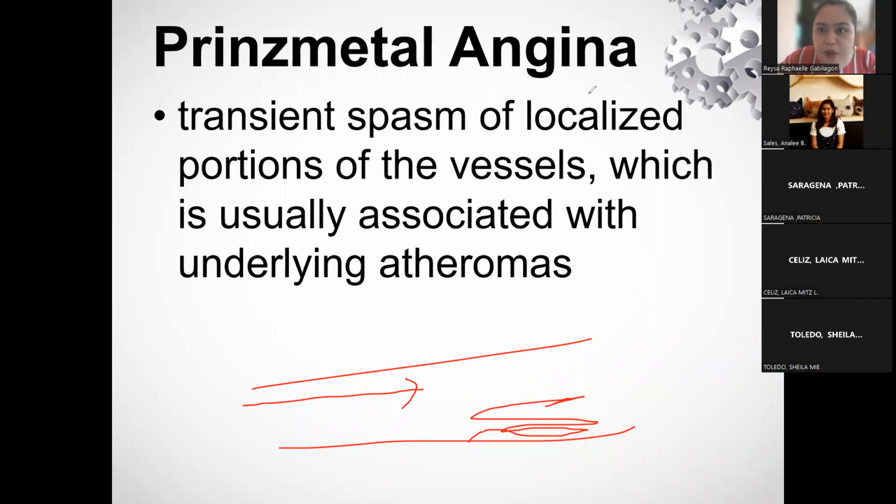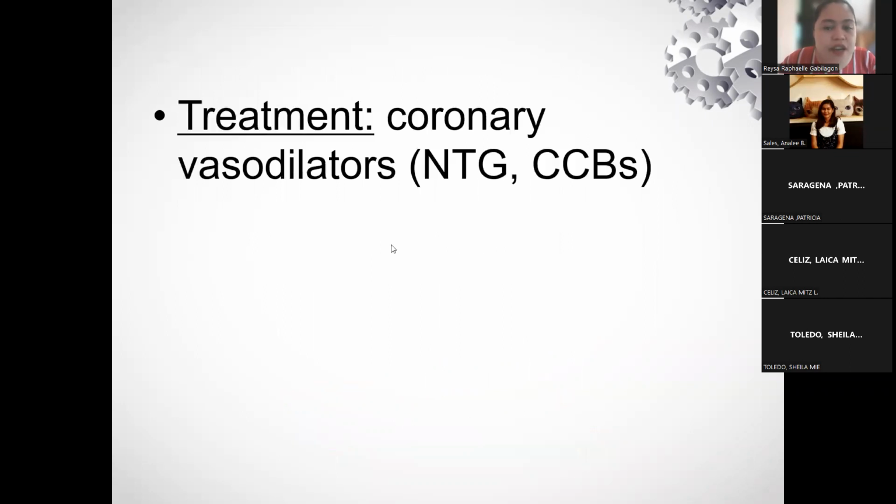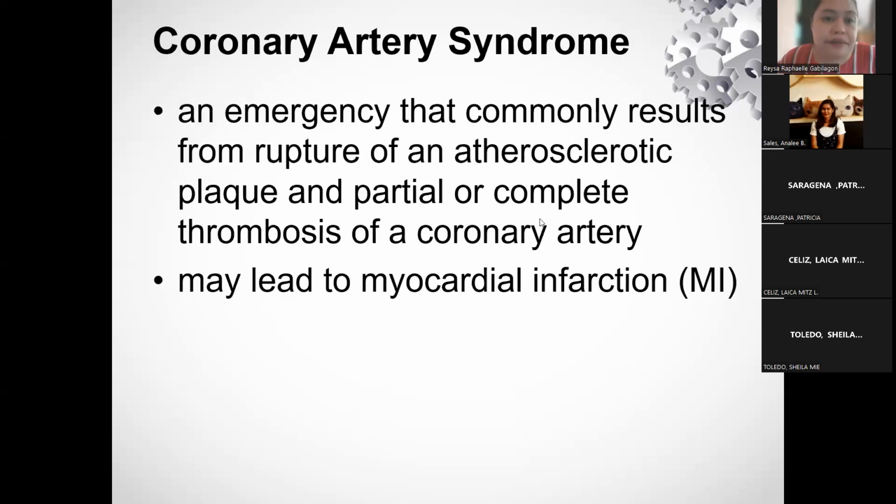Okay, so ito ang tawag natin dito is Prinzmetal angina. Okay, so how do we treat Prinzmetal angina? We may still use vasodilators. So example, NTG, nitroglycerin. And of course, you know CCB, what CCB is. CCB is calcium channel blocker.